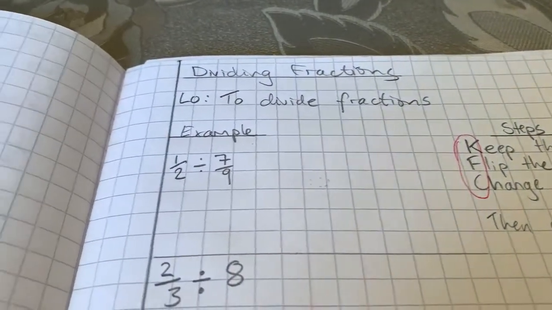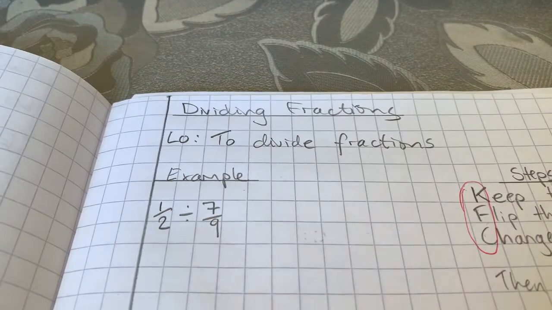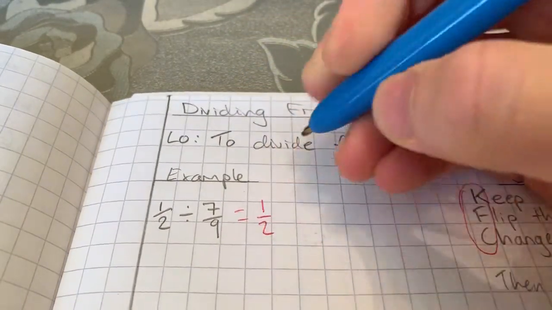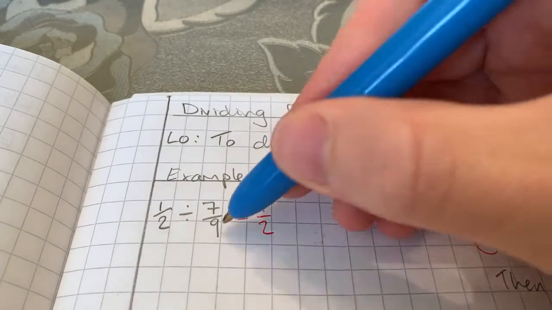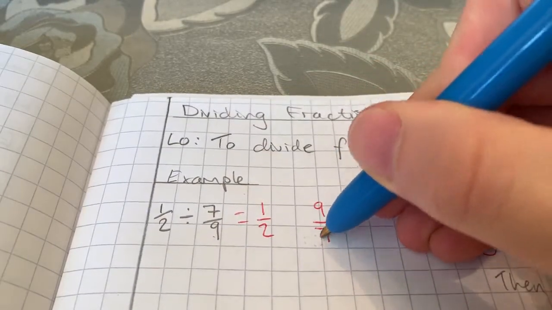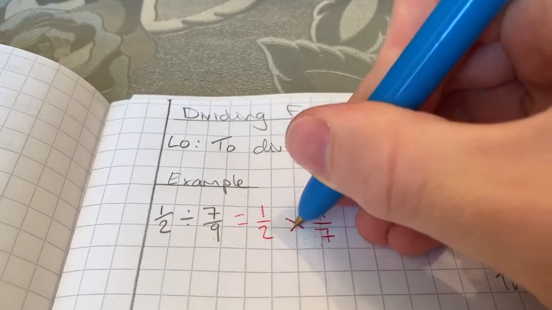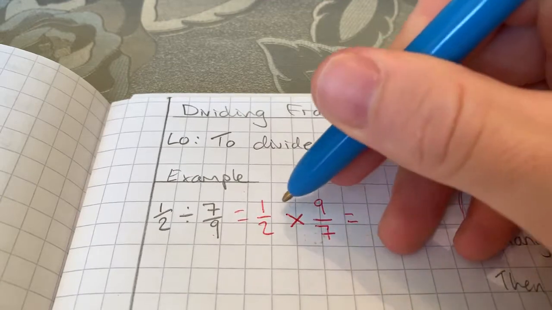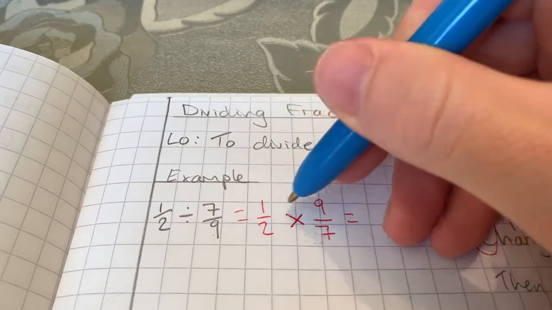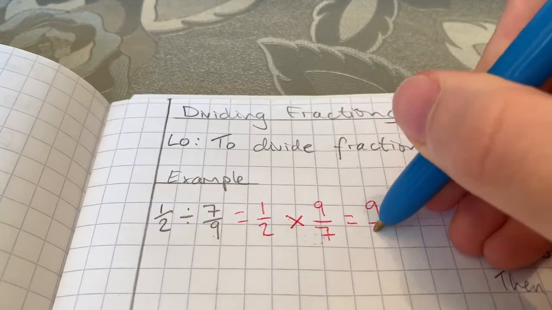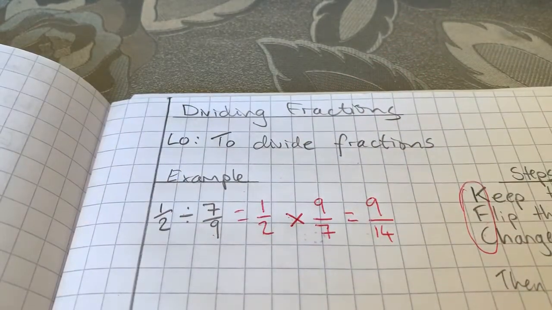So if I do this first one here, this example, I'm going to keep the first fraction the same. I'm going to flip the second fraction, so it becomes 9 over 7 instead of 7 over 9. Change the sign from divide to multiply, and then literally you take it as a multiplication question. So 1 times 9, 9, 2 times 7, 14. And that is the answer there.